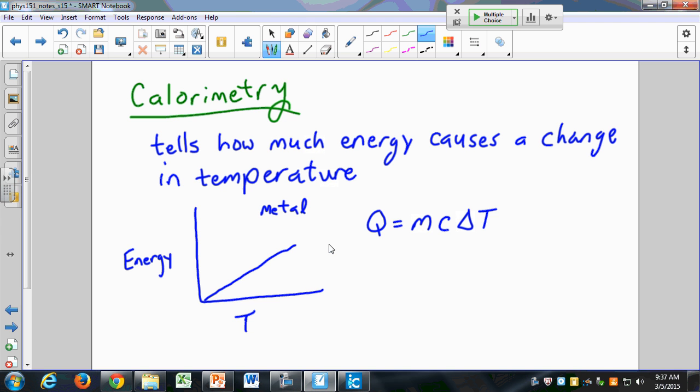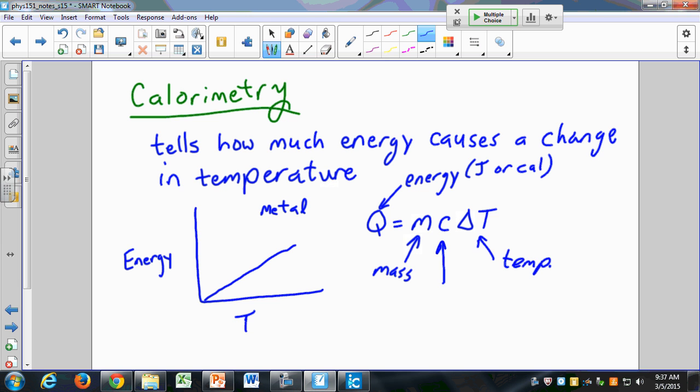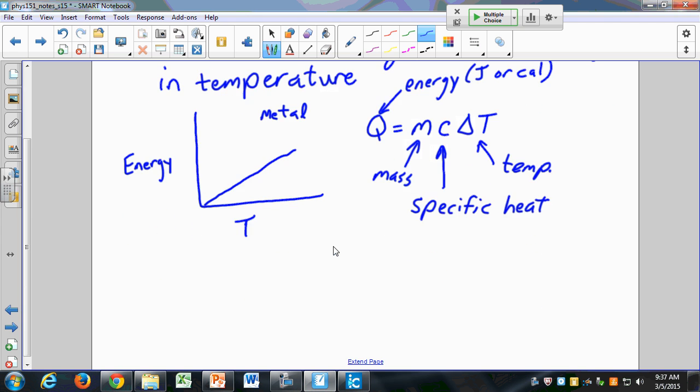All right, so this is the calorimetry equation. Q is just an energy. It's measured in either joules or calories. M is a mass. Delta T is the temperature change. And this C is called the specific heat. Right, the specific heat is the amount of energy required to raise a substance's temperature by a certain amount.